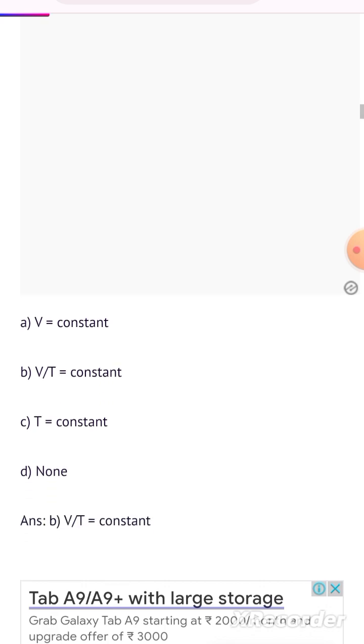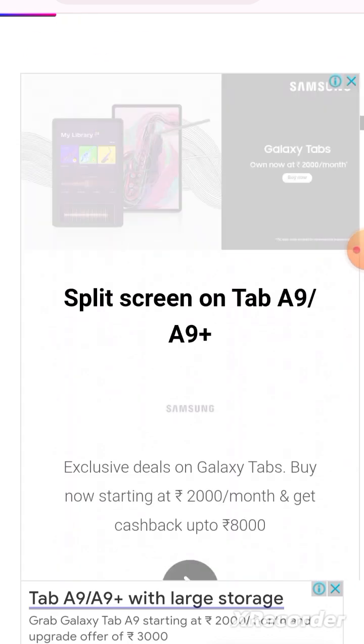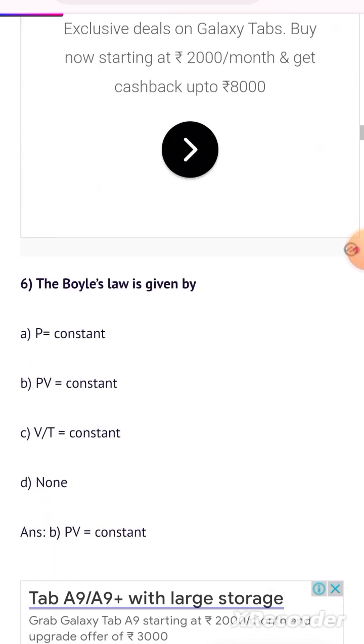Charles law is given by. We have Boyle's law, Charles law, Gay-Lussac's law. There are other laws as well, but here we are asked Charles law. So Charles law says V is constant, that's volume is constant, volume by temperature is constant, or temperature is constant, or none of the above. So clearly volume by T is constant is the right answer. Let's move to another question.